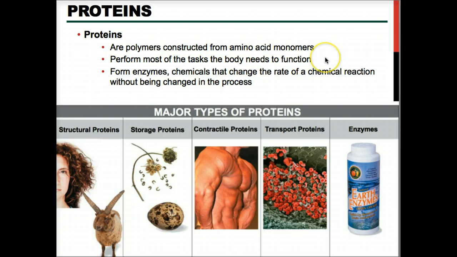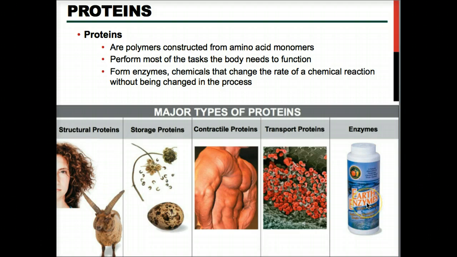They perform most of the tasks the body needs. They form enzymes, which are chemical catalysts that will increase the rate of reactions, and they're not changed themselves in the process. We have a whole chapter on enzymes later on. But down here you can see some major different types. They perform structural roles, like in your hair and the antlers. They can store different types of materials. They're contractile proteins, like your actin and your myosin, responsible for muscle fibers. They can transport things throughout the body, such as oxygen, and they also act as enzymes.